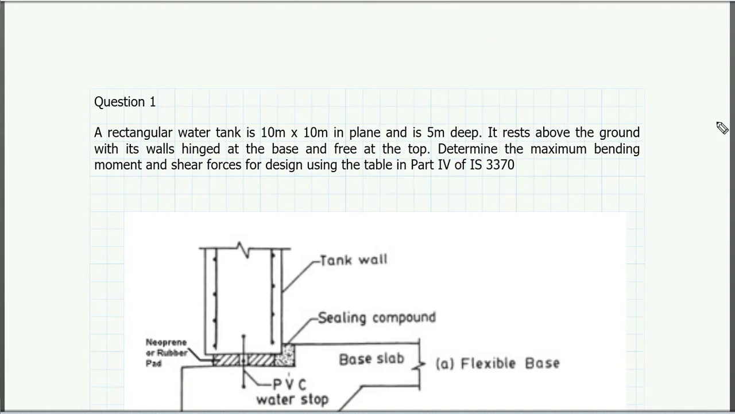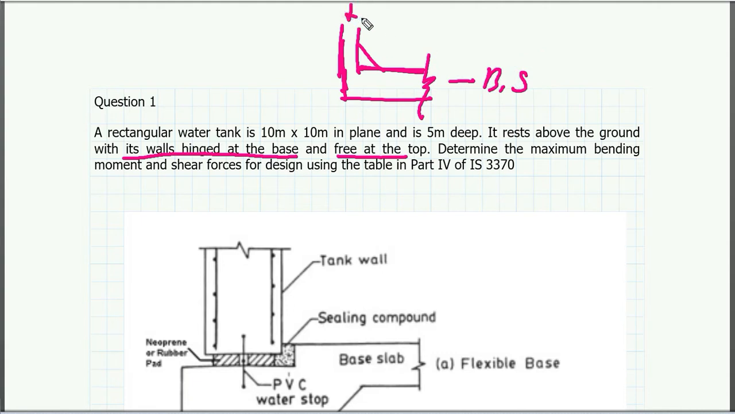Now, one specific term that we have here is that the walls are hinged at the base and free at the top. Okay, if the walls are monolithically casted with the base slab, then in that case, suppose this is the base slab, and these are the walls. If these are monolithically casted, then it becomes rigid, so it becomes fixed. Okay, and in other cases this might not be fixed. Okay, so let's see how it looks.